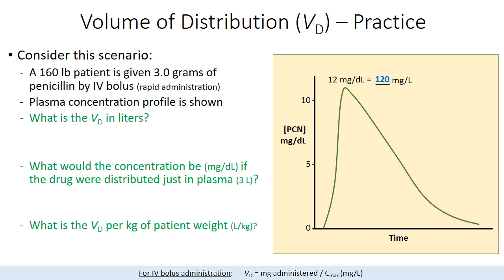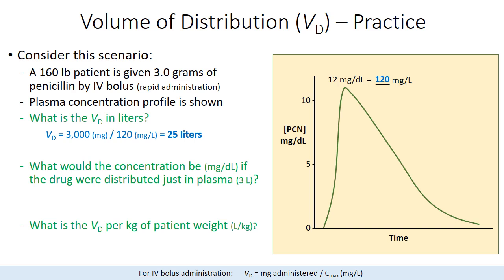So how do we actually get to our volume of distribution? Now notice that our dose was in grams, but our C max is in milligrams. So we also have to do a conversion there. You don't have to do it this way, but rather than converting 12 milligrams into grams, I converted 3 grams into milligrams. It should work either way, but you have to have the same mass unit. So 3 grams, of course, is 3,000 milligrams, since there's 1,000 milligrams in a gram. We still have 120 milligrams per liter, and the calculation is the dose divided by the C max. That gives us an answer of 25 liters.